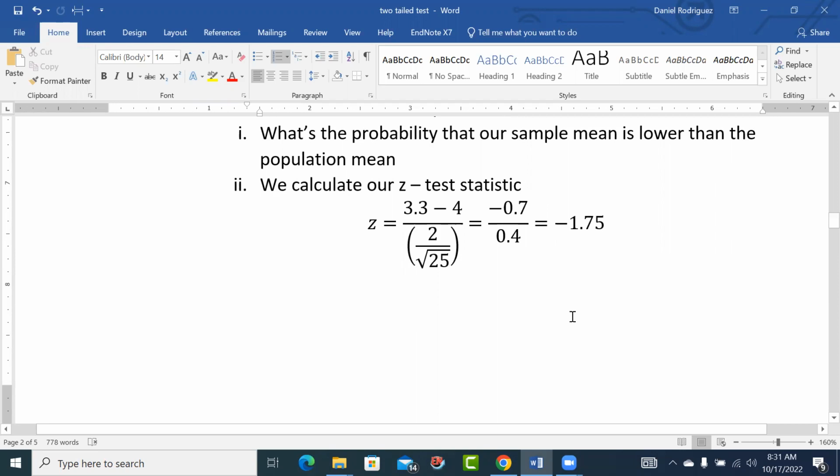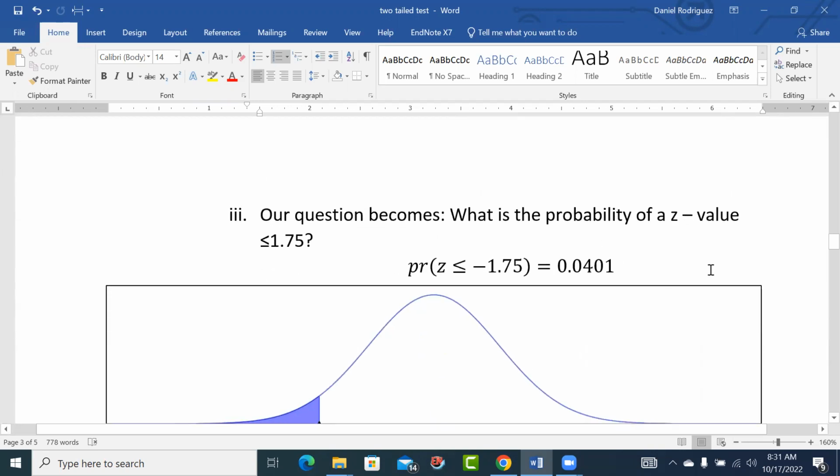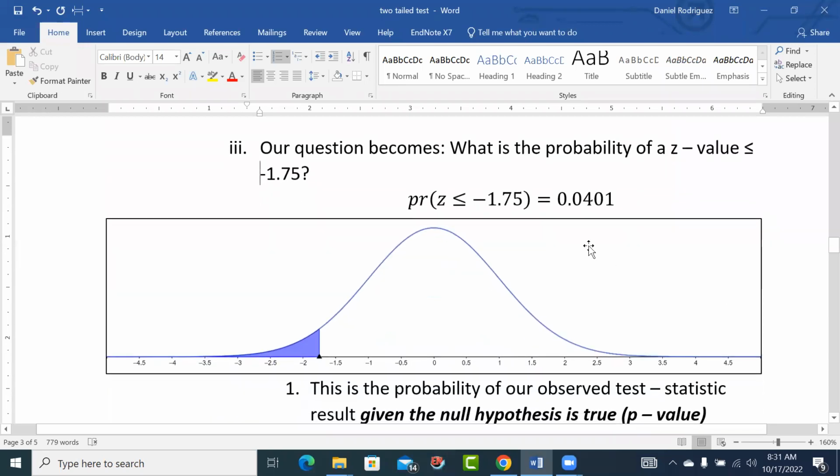Of course, I purposefully made these equal, either 1.75 or minus 1.75. It's not always going to turn out that way. Our question becomes, what's the probability of a z-value less than or equal to minus 1.75? I love the ability to do this in real time, so I can make these corrections. Again, it's going to be the same because this figure is symmetrical. We're covering only 0.0401 or 4% of the population, so 96% of the population is above this.